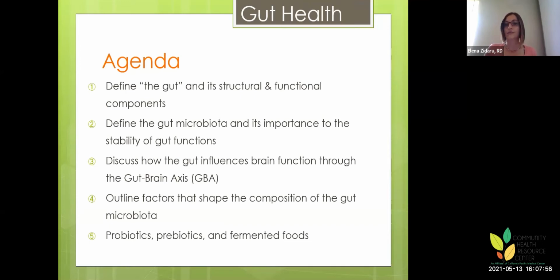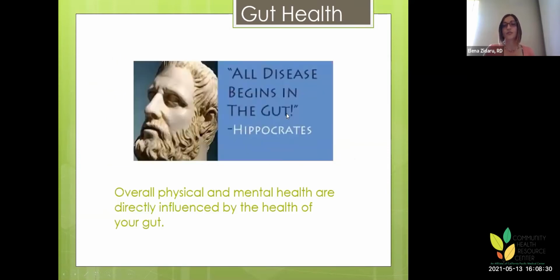We're going to define the gut microbiota, those bacteria that live in our gut, talk about a little bit of how the gut influences brain function through the gut-brain axis, outline some factors that can shape the composition of the gut microbiota and what happens when that balance gets changed, and basically you create dysbiosis in your gut. And also we're going to touch upon probiotics, prebiotics, and fermented foods, because I think a lot of people would have more questions about those.